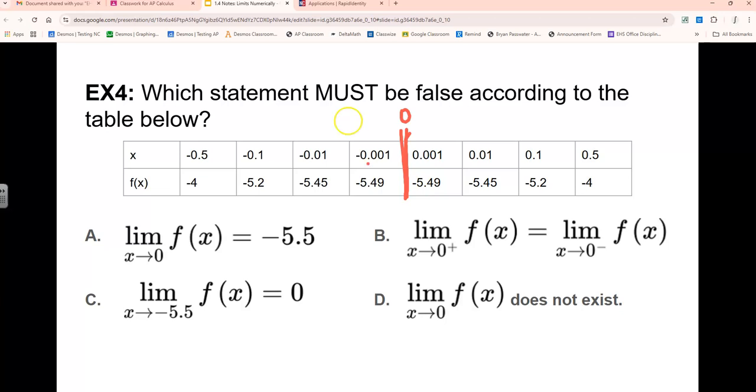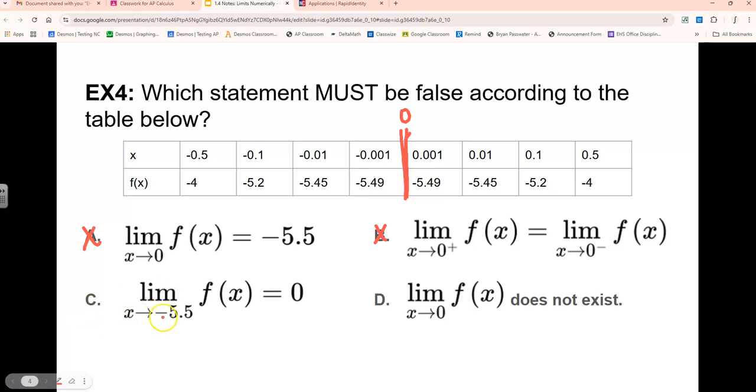So this seems to be true. So it's asking which one must be false. So I would not say that one. It seems to be true. B says that the limit as X approaches 0 from the right of f of X equals the limit as X approaches 0 from the left of f of X. Does it seem like they're coming to the same number here? That looks like it's probably true. I would say that definitely does not have to be false. All right.